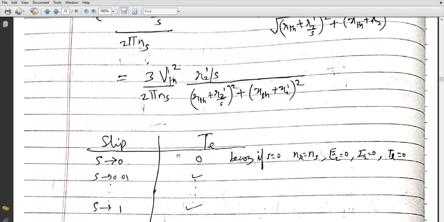And obviously you also know that whenever s equals 0, what does it signify? S equals 0 means your rotor speed is equal to your synchronous speed, so Nr is equal to Ns. When this happens, there is no relative speed between the synchronous speed and the rotor speed, and hence your induced emf will be 0, and hence your current will be 0, and hence your electromagnetic torque will be 0. You can also see from the concept that when slip equals 0, torque equals 0.